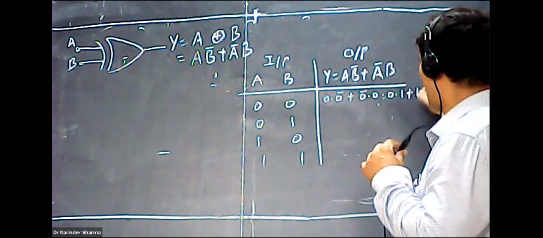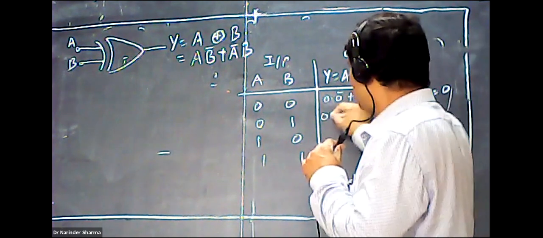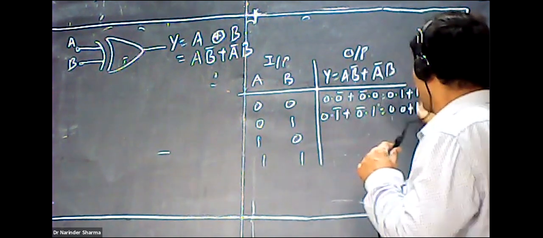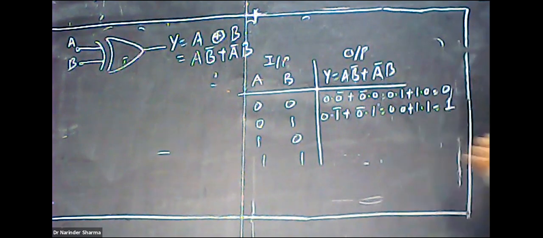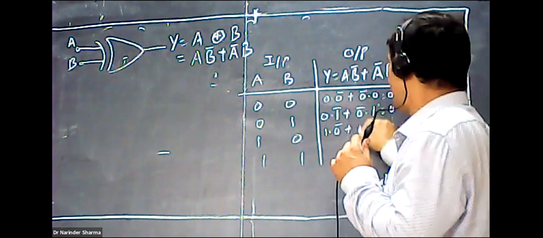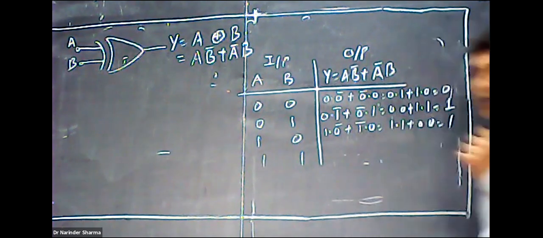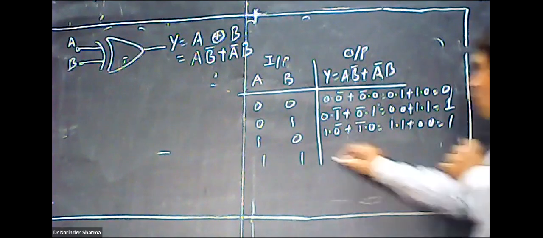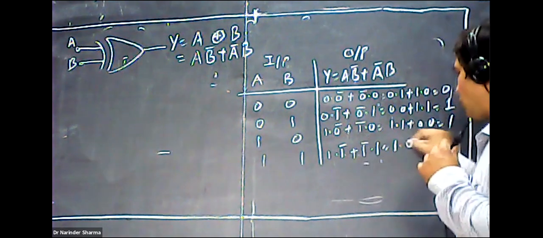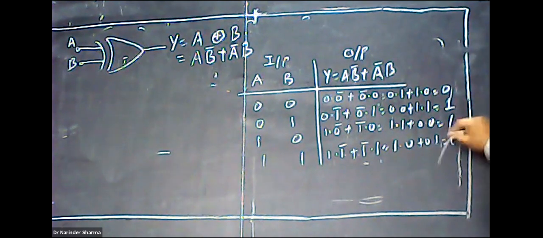0 into 1 bar plus 0 bar into 1 for the first case: 0 into 1 plus 1 into 0. This would be 0. Now, 0 into 1 bar plus 0 bar into 1. This would be 0 into 0 plus 1 into 1. That would be equal to 1. Now, 1 into 0 bar plus 1 bar into 0. This would be 1 into 1 plus 0 into 0. This would be equal to 1. Now, 1 into 1 bar plus 1 bar into 1. 1 bar is 0. So 1 into 0 is 0, 0 into 1 is 0. So that would be 0.